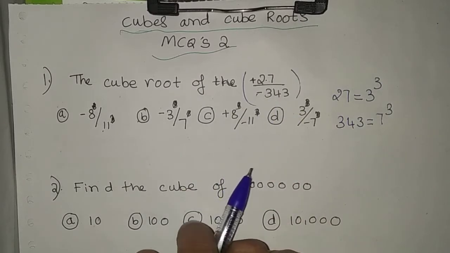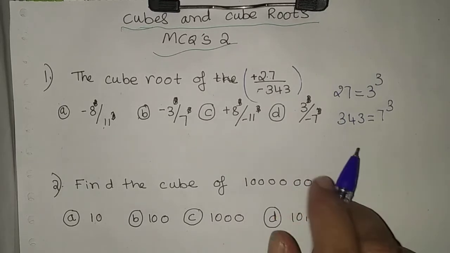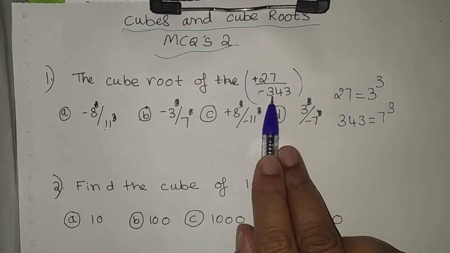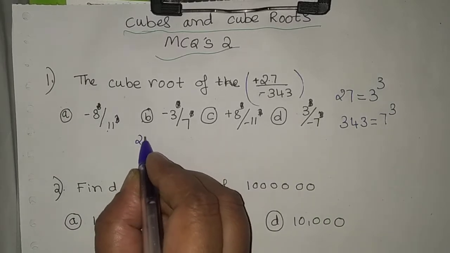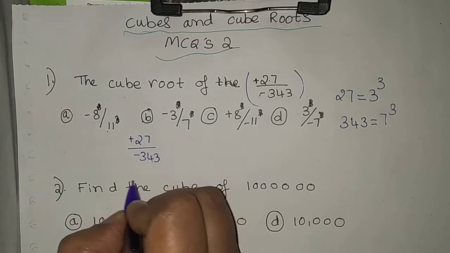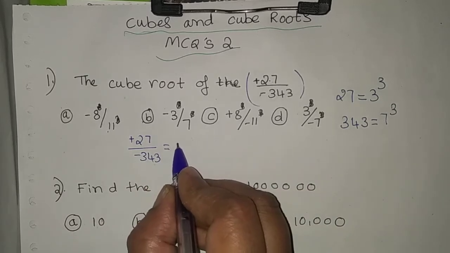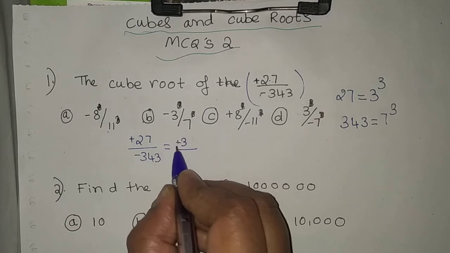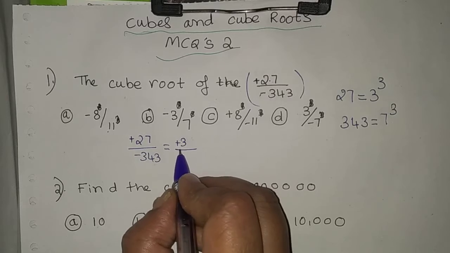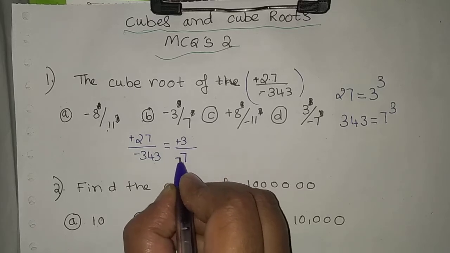To solve this type of problem, just write down the table for cube roots we had written in the previous classes. Here the first question is 27 by minus 343. What is the cube root of this? The options are given, 4 options. As we know, the cube root of 27 is 3, and this is plus. If nothing is specified, it is understood to be a positive number. Here minus 343 is minus 7 cube, so this one is minus 7.